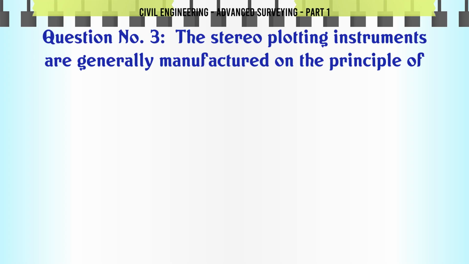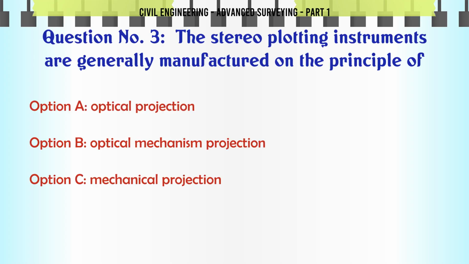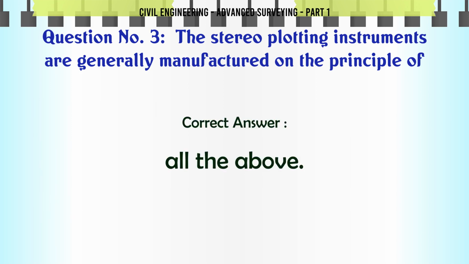Stereoplotting instruments are generally manufactured on the principle of: A. Optical projection, B. Optical mechanism projection, C. Mechanical projection, D. All the above. The correct answer is all the above.